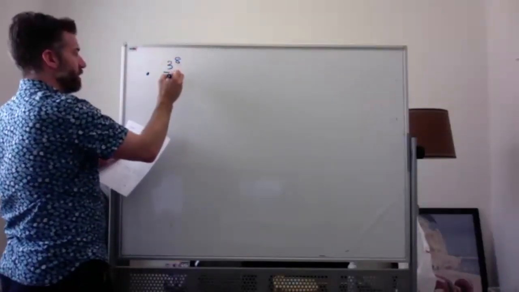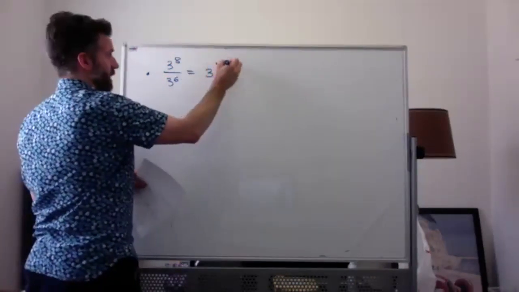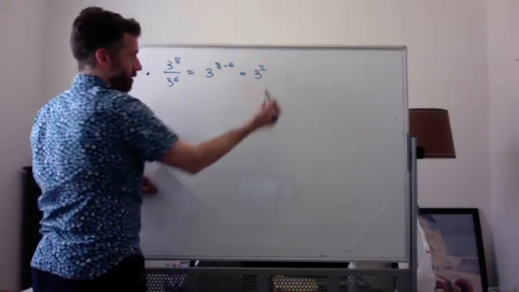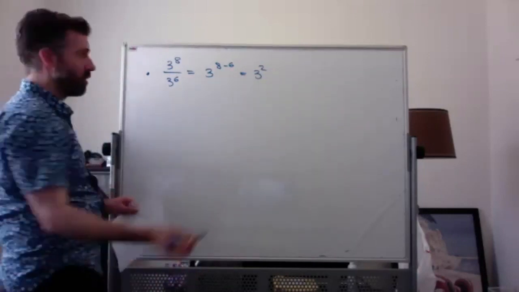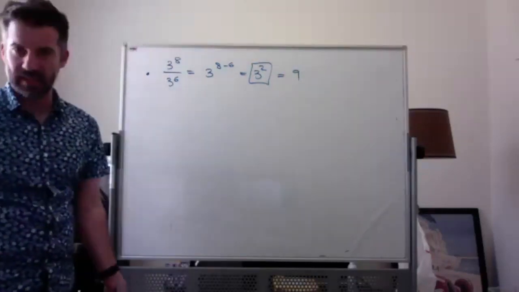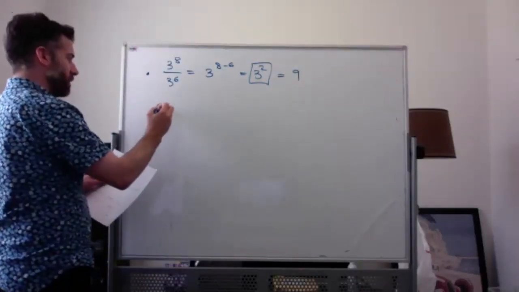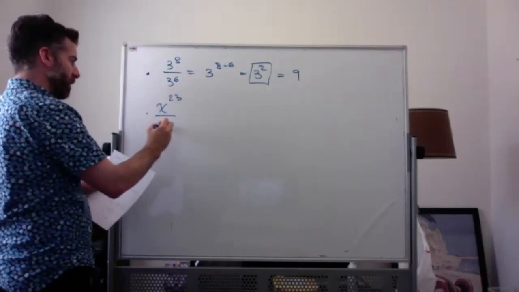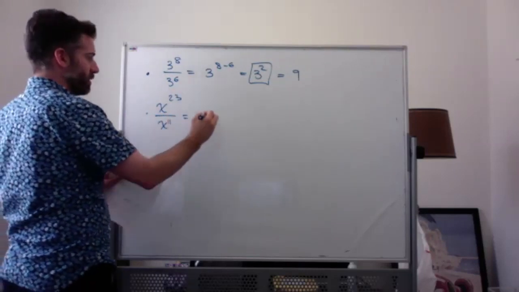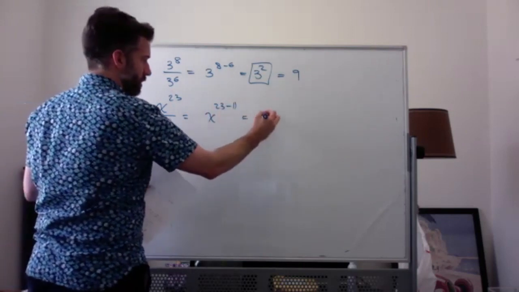So here's some examples. 3 to the 8th divided by 3 to the 6th is just going to be 3 to the 8 minus 6, which is 3 squared. Depending on what we're asking for, we could leave it like this, or it's also very easy to write that it's equal to 9. We can have variables. X to the 23rd divided by x to the 11th is going to be x to the 23rd minus 11, which is x to the 12th.